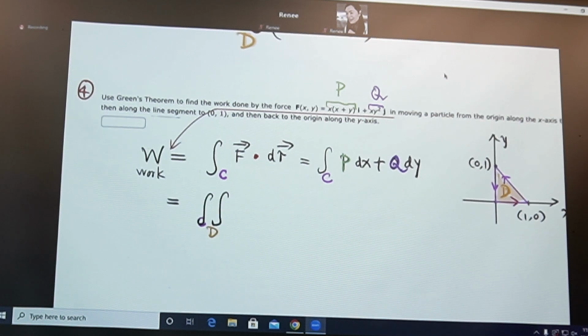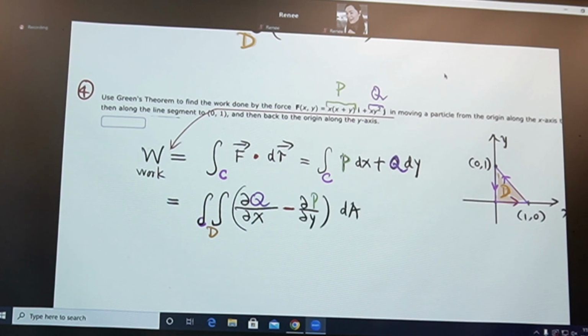Let's write the formula one more time so that we can remember. This one will be what? The partial of Q with respect to x, subtracting the partial of P with respect to y. Yes, good job. Okay, dA.